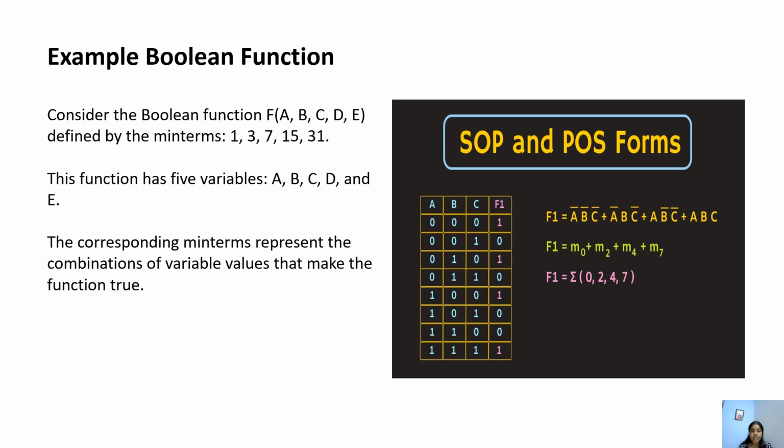The corresponding minterms represent the combinations of variable values that make the function true. If we solve this Boolean function, we'll get the minterms 1, 3, 7, 15 and 31. As you see here, this Boolean function contains five variables, that is A, B, C, D and E. This is one of the examples for a Boolean function.